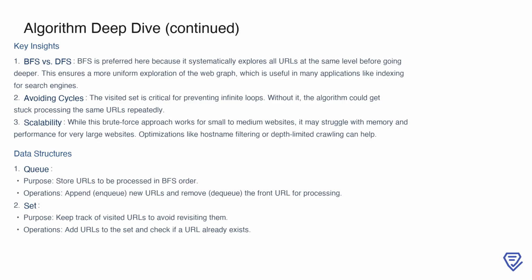Finally, while this brute force method works well for small to medium websites, it may face challenges with scalability when dealing with larger sites. Optimizations like filtering URLs by hostname or limiting the depth of the crawl can help address this. Regarding the data structures, the queue is essential for maintaining BFS order by allowing us to append new URLs and remove the front URL for processing, while the set provides an efficient way to track and check visited URLs. Together, they form the backbone of this algorithm.